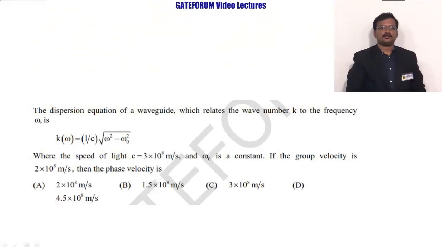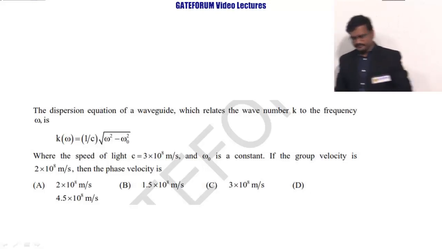Next question: the dispersion equation of a waveguide, which relates the wave number k to the frequency omega, is k of omega equal to 1 by c into root over omega square minus omega naught square, where the speed of light c is equal to 3 into 10 power 8 meters per second and omega naught is a constant. If the group velocity is 2 into 10 power 8 meters per second, then the phase velocity is?